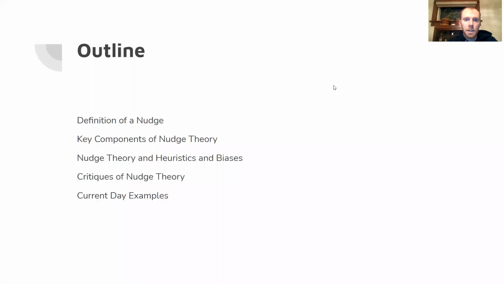So in this presentation, I'll be giving some definitions of what a nudge is, going over some key components of nudge theory, connecting nudge theory and heuristics and biases, and then giving some critiques of nudge theory, and closing out with some current day examples that I found.